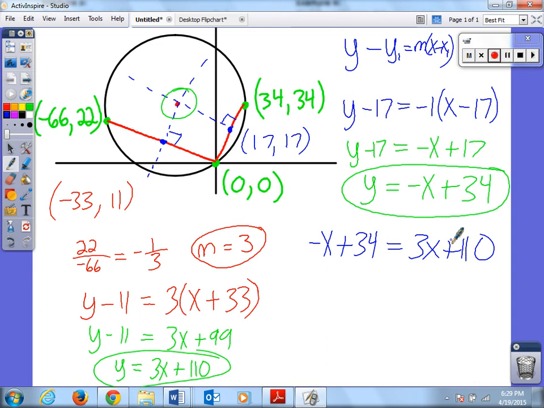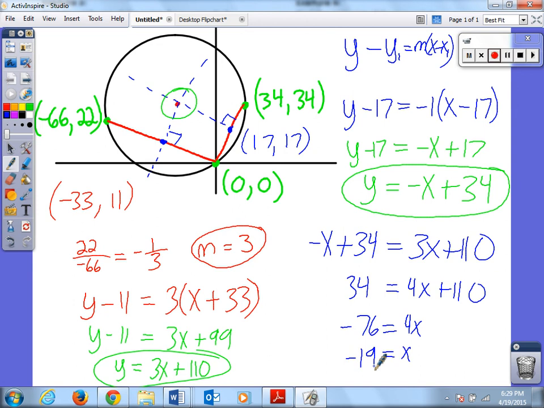All right, so let's get everything with an x on the right side. We can add x to both sides. We get 4x plus 110. And then that leaves us with 34 on the left side. So then let's subtract 110 from both sides. And we get 4x equals negative 76. Divide both sides by 4, and we get negative 19. So that's the x-coordinate of the center of the circle.